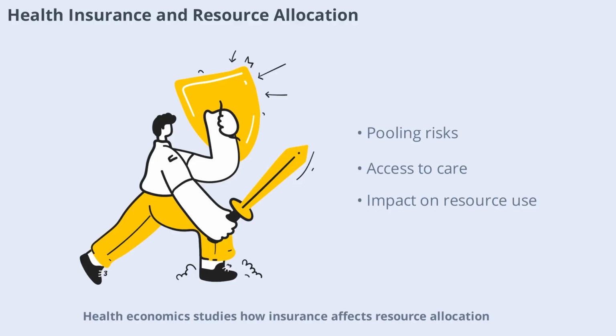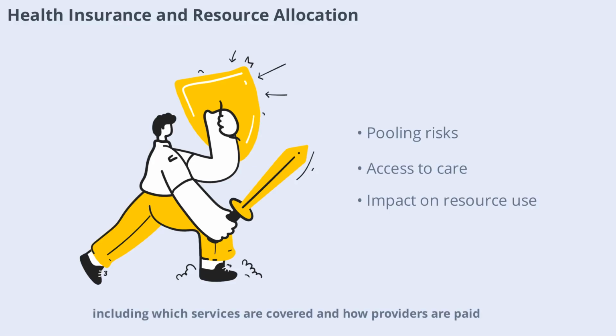Health economics studies how insurance affects resource allocation, including which services are covered and how providers are paid. Well-designed insurance systems can improve efficiency and equity, but poor design may lead to overuse or underuse of services.